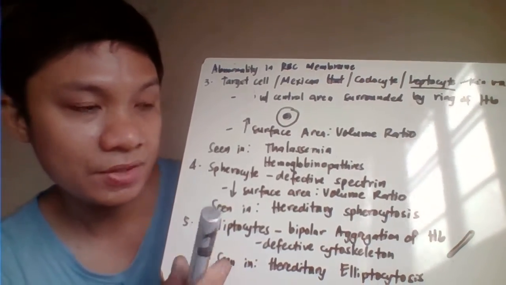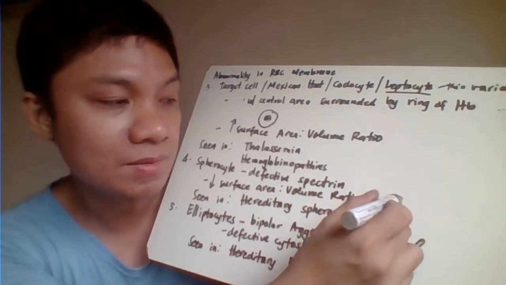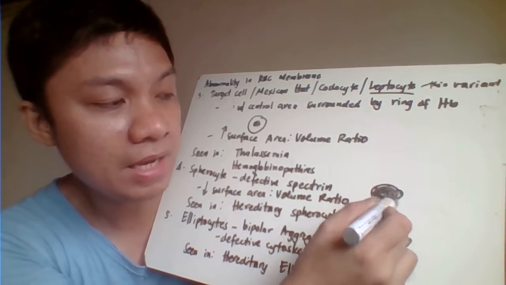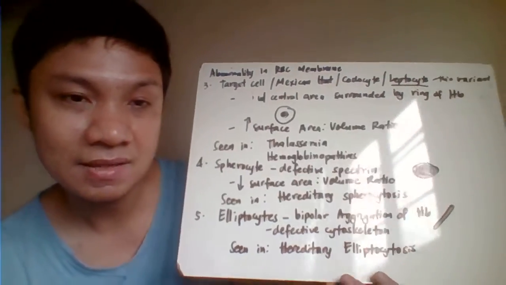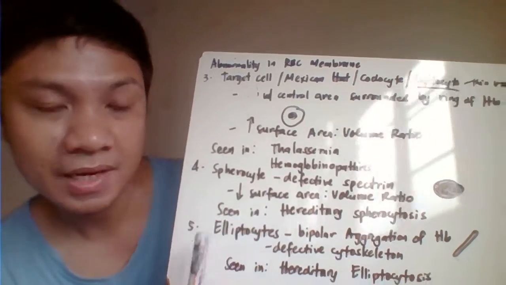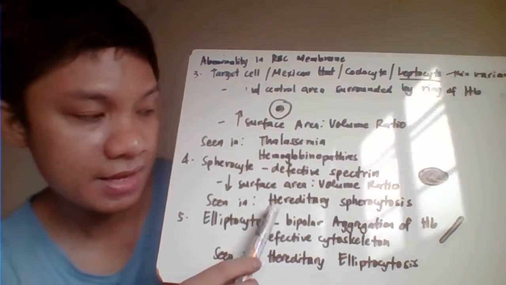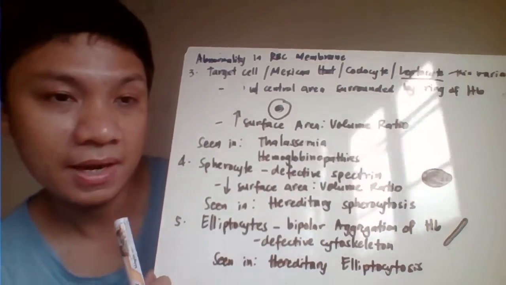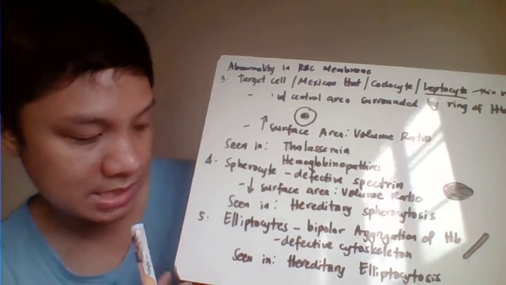Spherocyte, on the other hand, is characterized by the defective spectrin. So, sobrang ganyan. Okay, hyperchromic. Spherocyte is the defective spectrin. Okay, so it's characterized by decreased surface area to volume ratio. And this is associated with your hereditary spherocytosis.